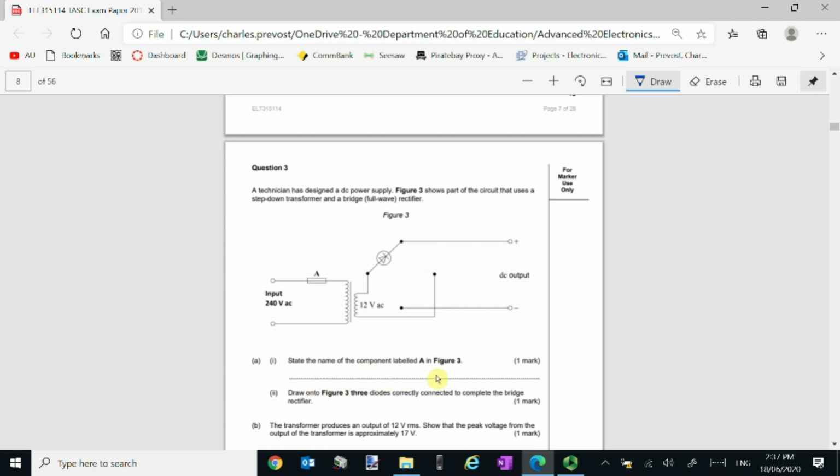State the name of the component labelled A in there. So this is in line with our this thing here. This is a transformer, and that is a symbol for a fuse.